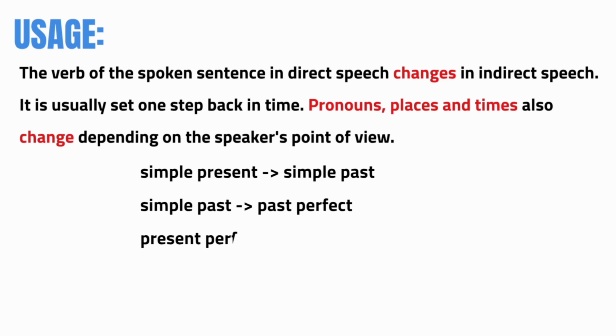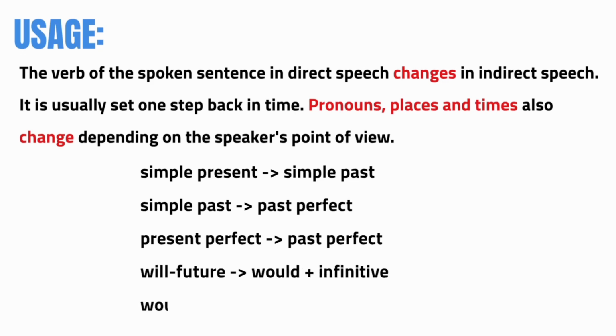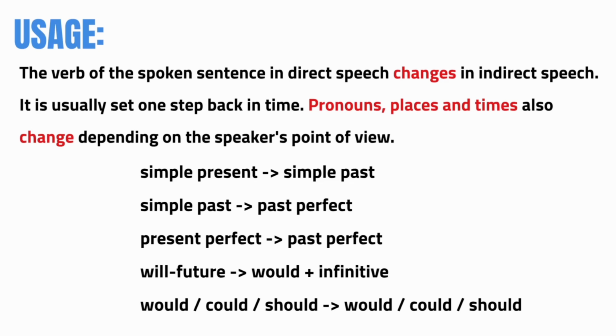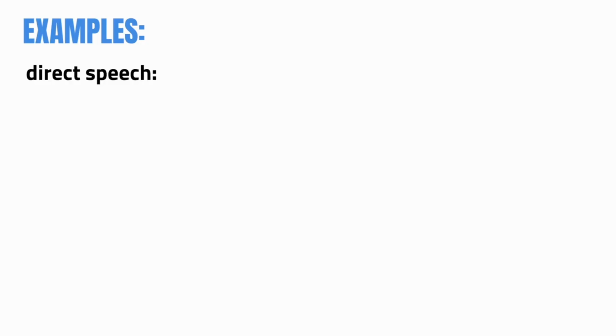So, simple present turns into simple past. Simple past turns into past perfect, had plus third form. Present perfect turns into past perfect. Will future turns into what, would plus infinitive, and modal verbs stay the same, would, could, should. Let's see some examples, then it gets clearer, hopefully. We have a sentence in direct speech, and then on the other side, we have a sentence in reported speech.